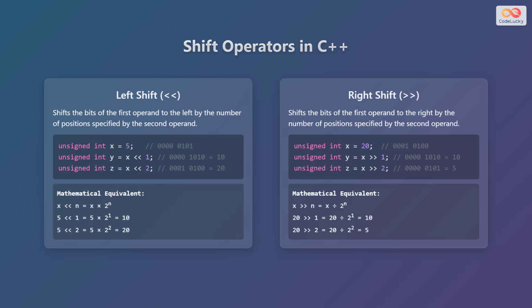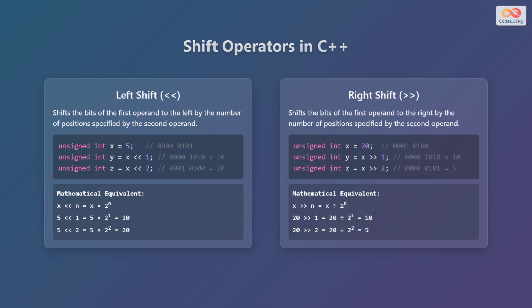Unsigned int x equals 5, which in binary is 00000101. Unsigned int y is assigned the result of x left shift 1. This shifts the bits of x 1 position to the left, resulting in 1010, which is equal to 10. Unsigned int z is assigned the result of x left shift 2. This shifts the bits of x 2 positions to the left, resulting in 10100, which is equal to 20.